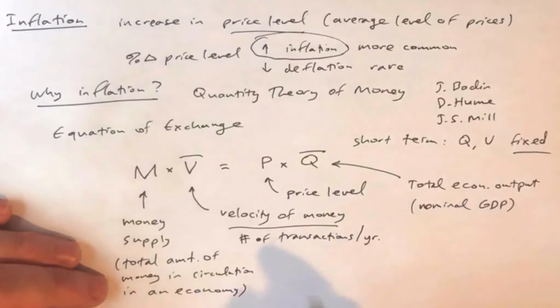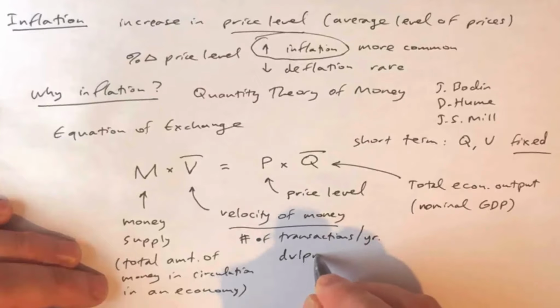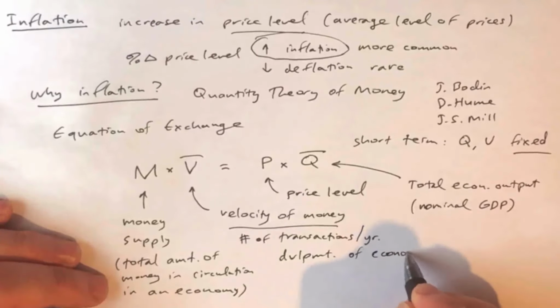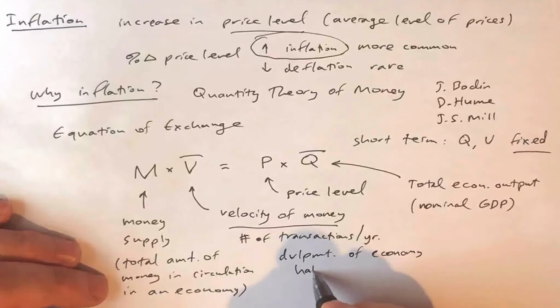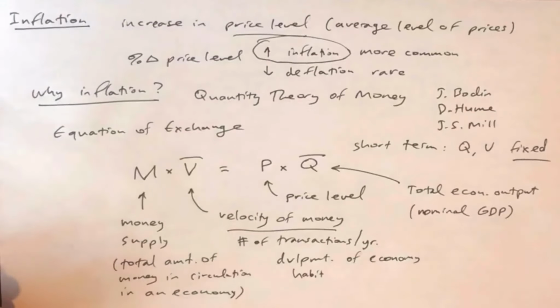The reasoning there is that the velocity of money has a lot to do with the speed of money, the number of transactions per year. This is a product of the historical development of that economy. How many transactions they make is kind of a matter of habit, of custom. That's not likely to change in the short term.